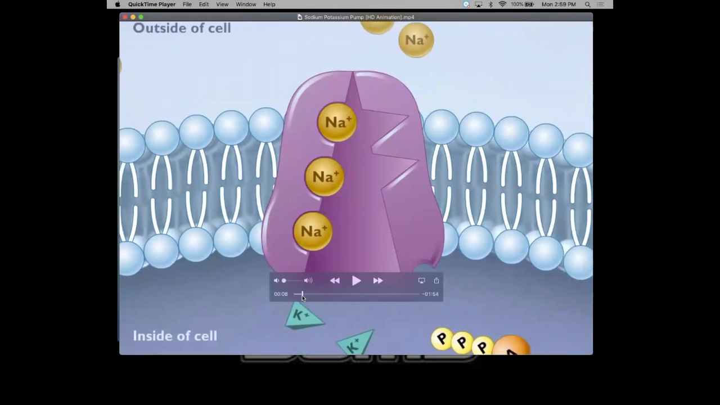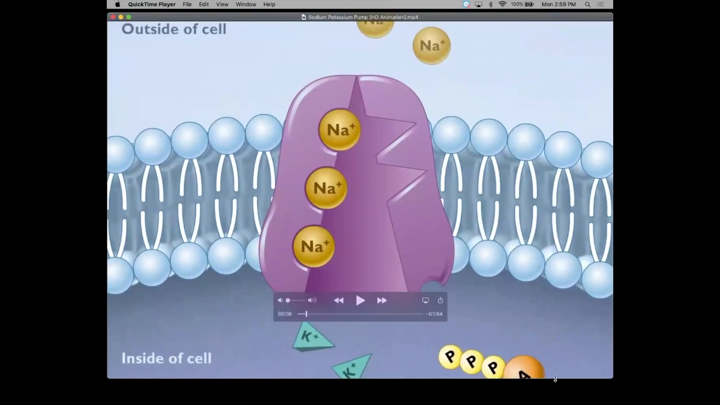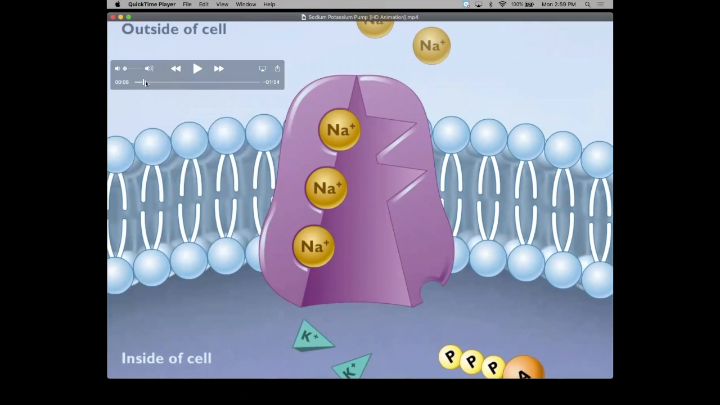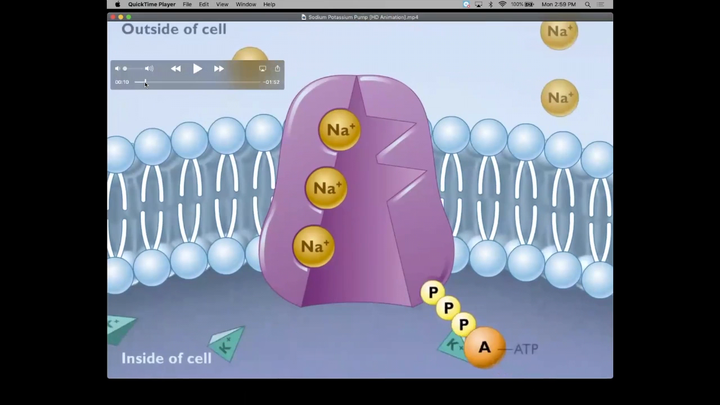Once they go in, here comes your ATP. Let me make this a bit bigger here. See that ATP down here at the bottom? Can I move this out of your way? Yes, I can. Excellent. And boom, it attaches. We break the phosphate off, and you see a little flash there? Boom, energy.